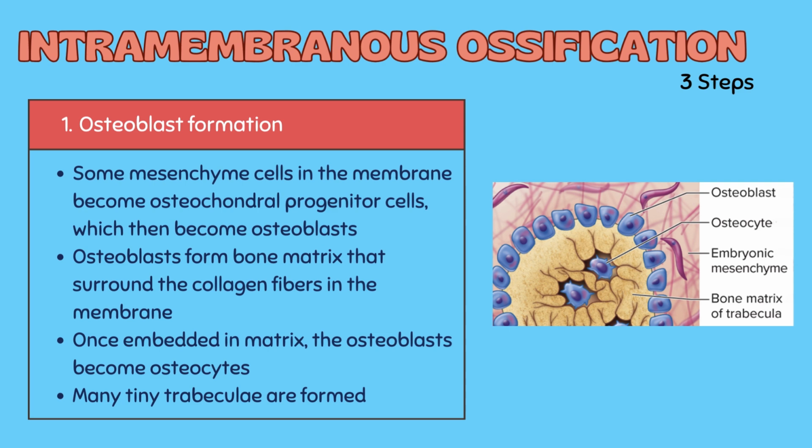There are 3 steps to intramembranous ossification. The first step is osteoblast formation. Some embryonic mesenchymal cells in the connective tissue membrane differentiate into osteochondral progenitor cells, which then form osteoblasts. The osteoblasts produce bone matrix, which surrounds the collagen fibers of the connective tissue membrane. Once embedded in the bone matrix, the osteoblasts become osteocytes. As a result, many tiny trabeculae are formed.